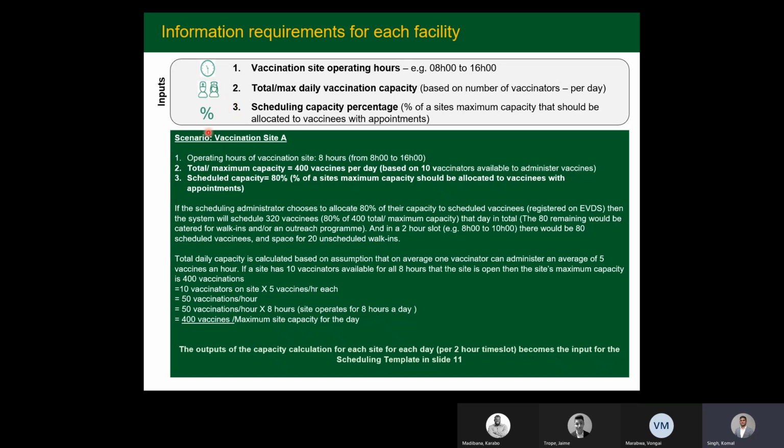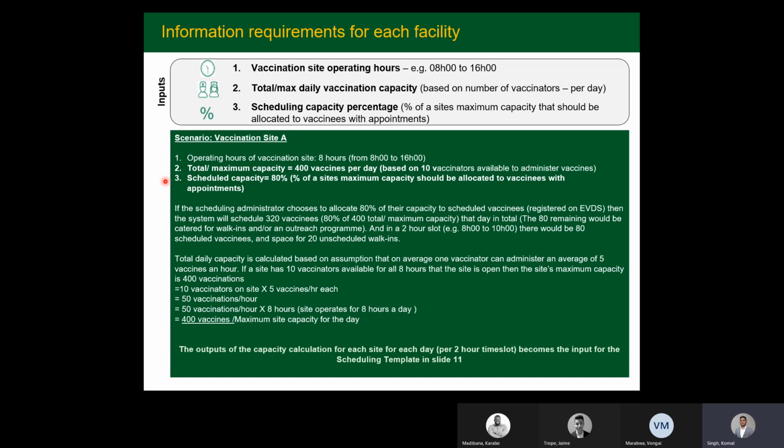So let's go with a little scenario. This is vaccination site A. So the first point is the vaccination site operating hours, which is 8 hours, which occurs from 8 a.m. to 4 p.m. Monday to Friday. The second one is the total or maximum capacity, which is calculated at 400 vaccines per day. This is based on the fact that there are 10 vaccinators available at your site to administer the vaccines. The third one is the scheduled capacity, which equals 80%.